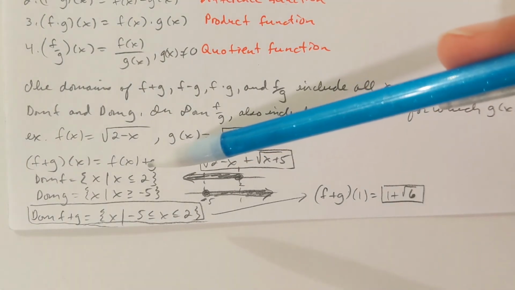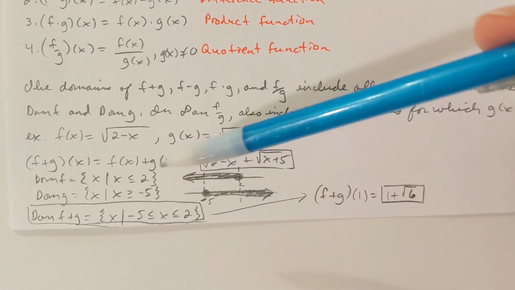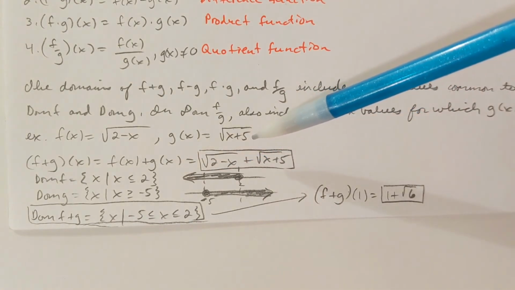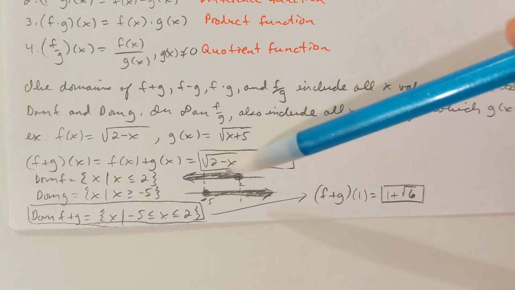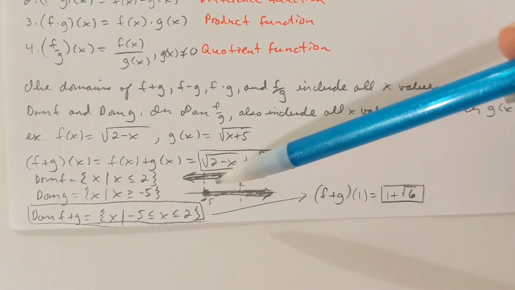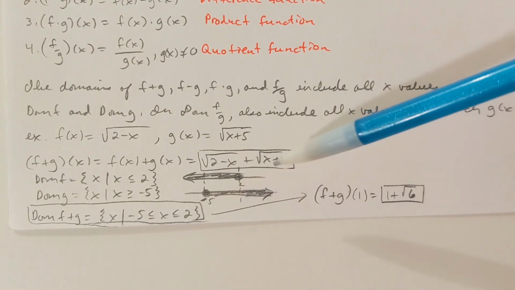Now, the domain of f is the set of all x such that x is less than 2, and the domain of g is the set of all x such that x is greater than or equal to negative 5. Okay, when I overlap those two sets, anything between negative 5 and 2, including negative 5 and including 2, is going to be okay to use.